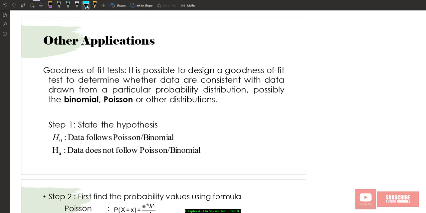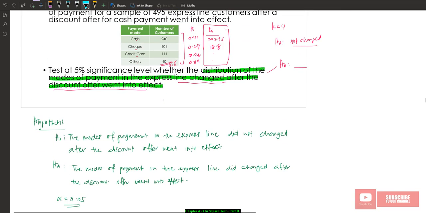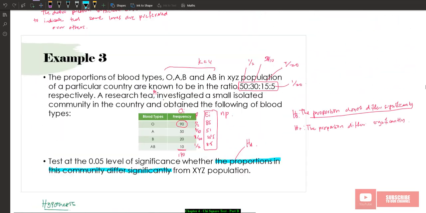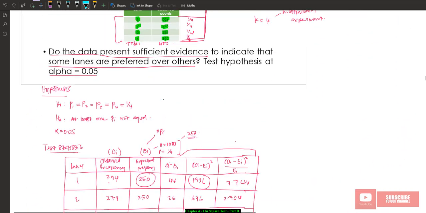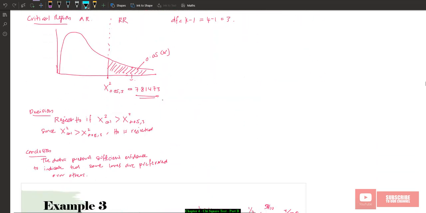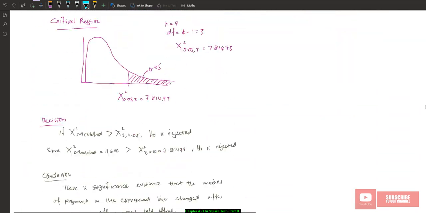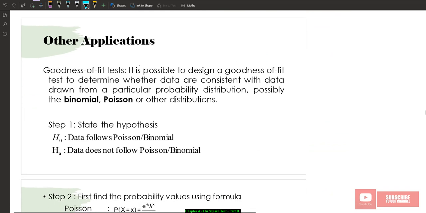So today we're going to continue on chi-squared test. This is part B, where we continue from the previous lesson. We already looked at how to do a goodness of fit test from example number 1 until example number 4. So today we're going to continue on the same topic, but a different area. We want to see other applications, right?